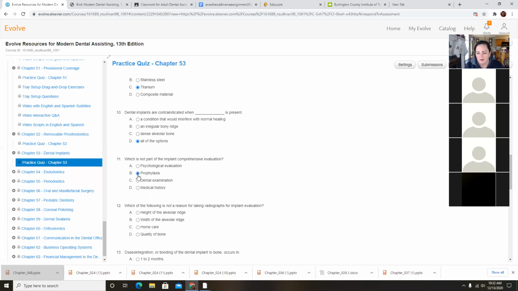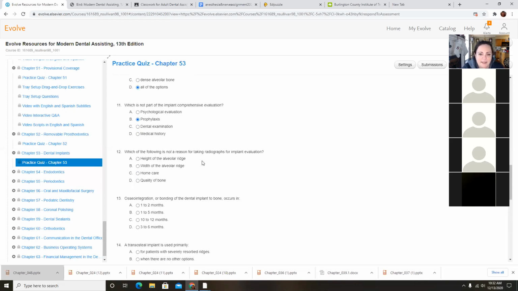Not to say cleanings aren't important, but you have to make sure the patient is mentally ready to get an implant. I hate to say it, but you sort of do need a little psychological evaluation for them. It's a big commitment. They have to be committed to it. If they're a smoker, or if they aren't going to come to the dentist on a regular basis, an implant might not be an option for them. So you kind of want to get to know what type of person they are also. I could be wrong about that. We'll see what happens. But which of the following is not a reason for taking radiographs for implant evaluation?